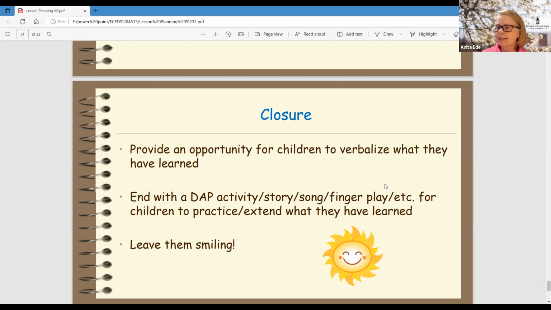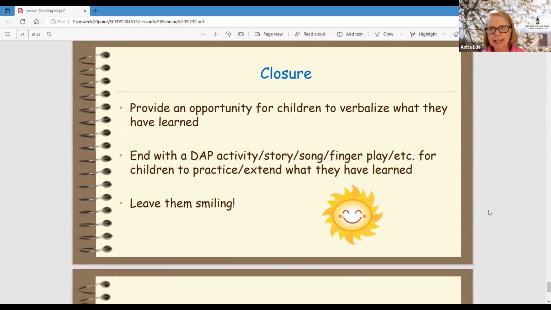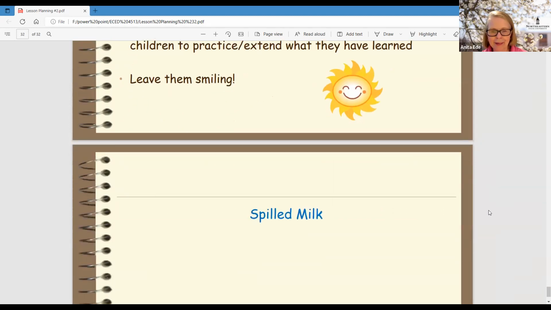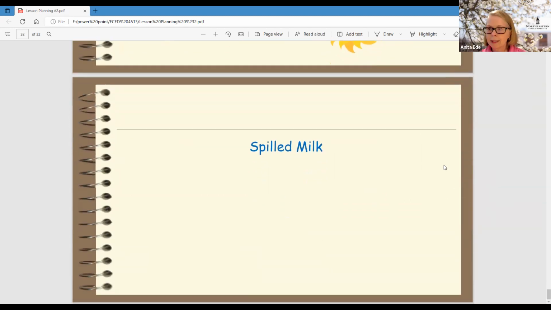The important thing to this is leave them smiling. This is the last thing they're going to remember about you and that lesson. Let it be something positive and fun. So, okay, that's the closure. And I'm going to look for that fun activity at the end of your lesson plans. If it's not there, I'm going to say, leave them smiling. Where is it? Okay. So spilled milk, that's the last thing I'm going to show you today.